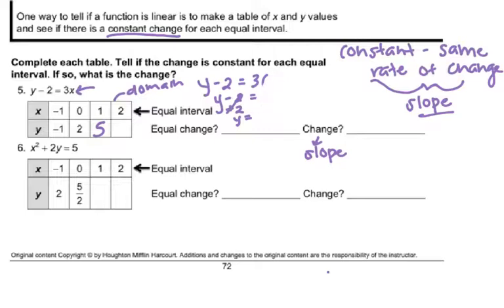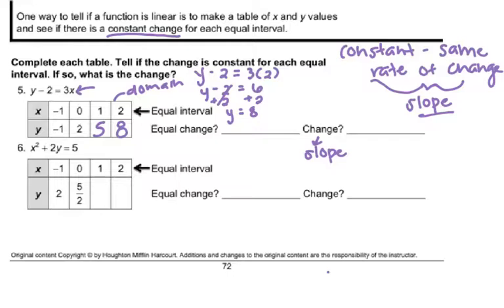Now I'm going to erase that just so that I have some room. Going back, now let's plug in 2. So y minus 2 equals 3 times 2. So y minus 2 equals 6. Add 2 to both sides to get y by itself. Y equals 8.